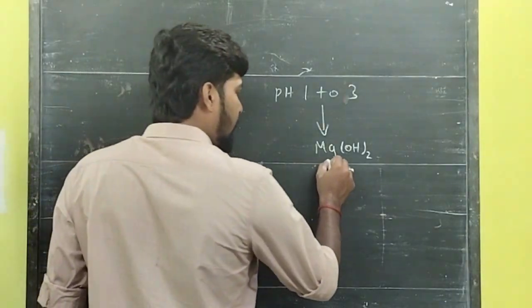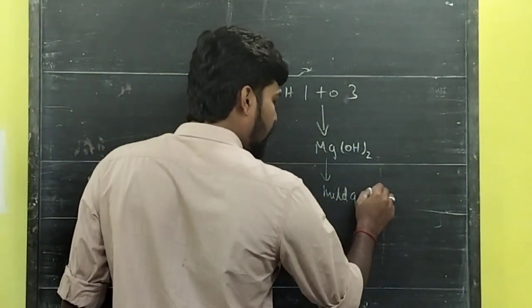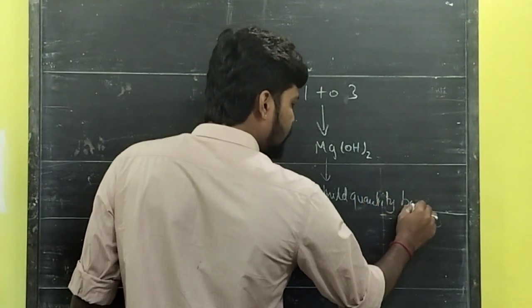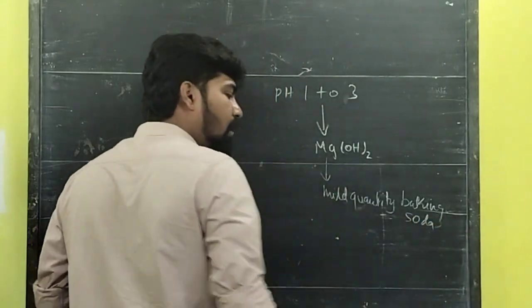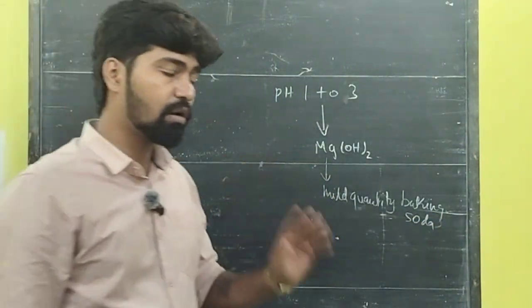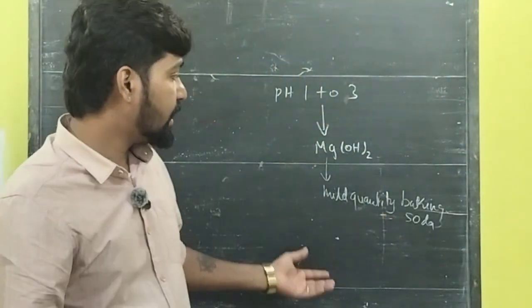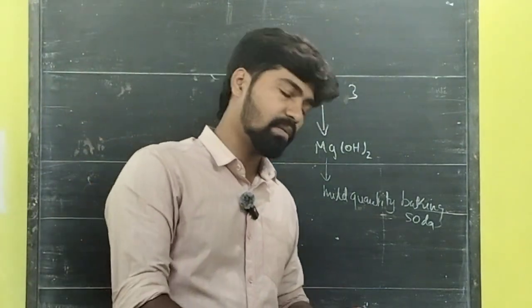Then we can also use a mild quantity of baking soda which is there at your home. You don't have to spend 2 rupees, 3 rupees, 5 rupees or 100 rupees just because your acidity level is increased. You don't have to go to a medical shop to get any of this stuff.